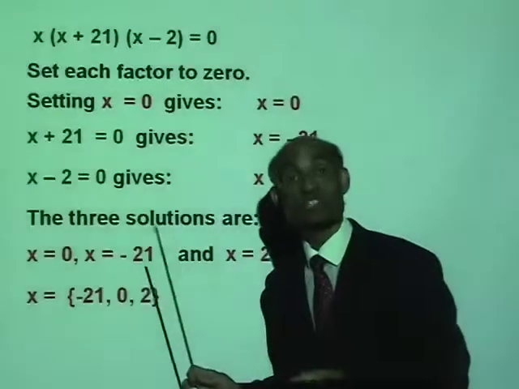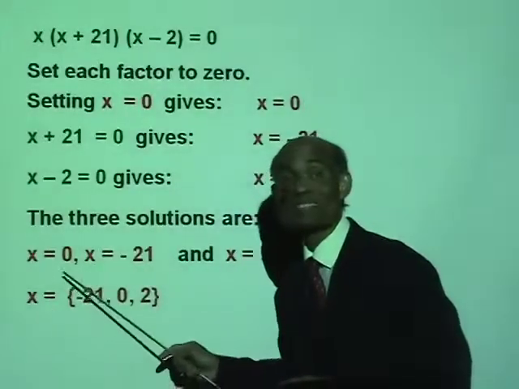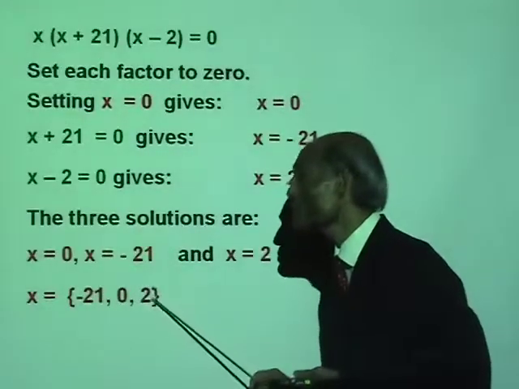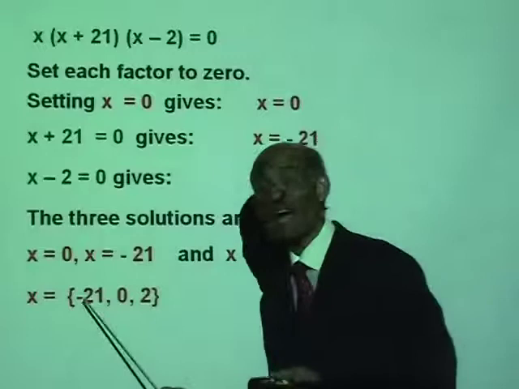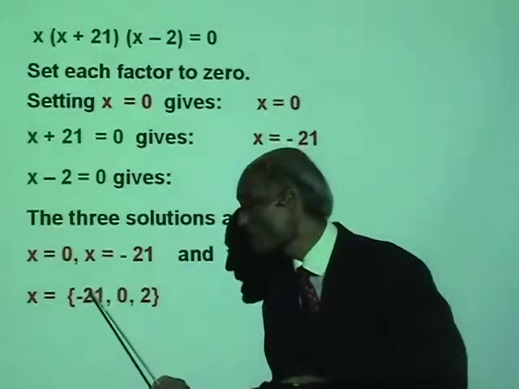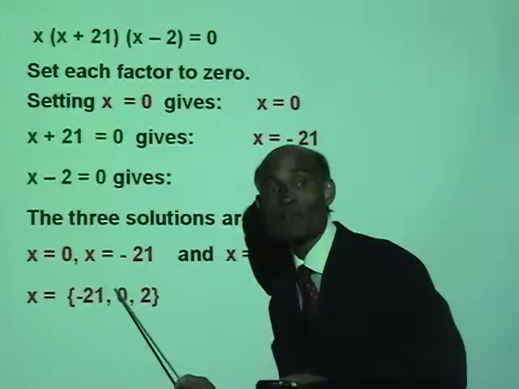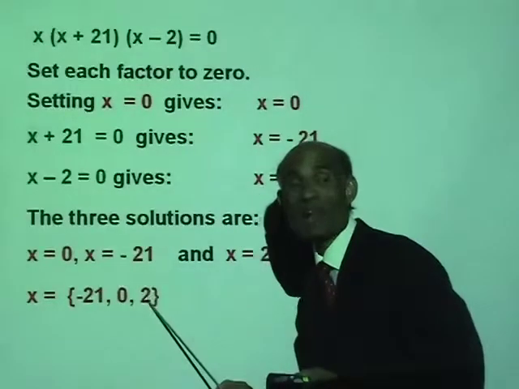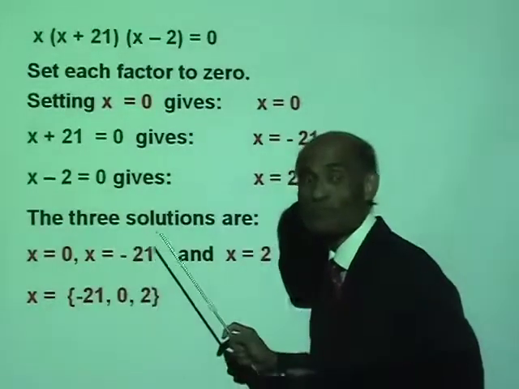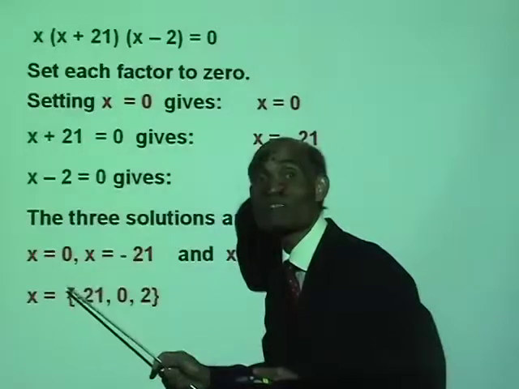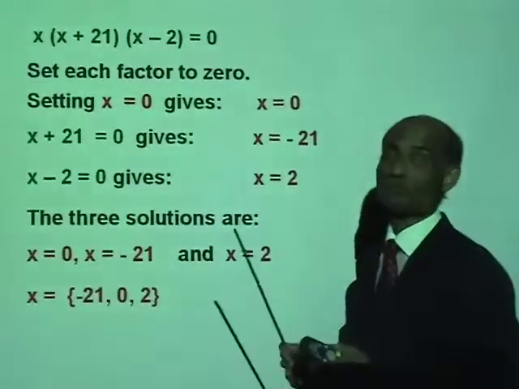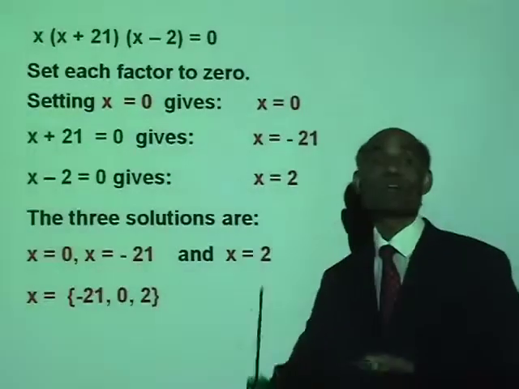What is the solution set? x is a set of negative 21, 0, 2. Now look at the way I write a set. When I write a set of numbers, I write the lowest first, and then the next biggest, and the largest. Now it must be written in the order from left to right. x is a set of negative 21, 0, 2. Alright, let's go and do another one.